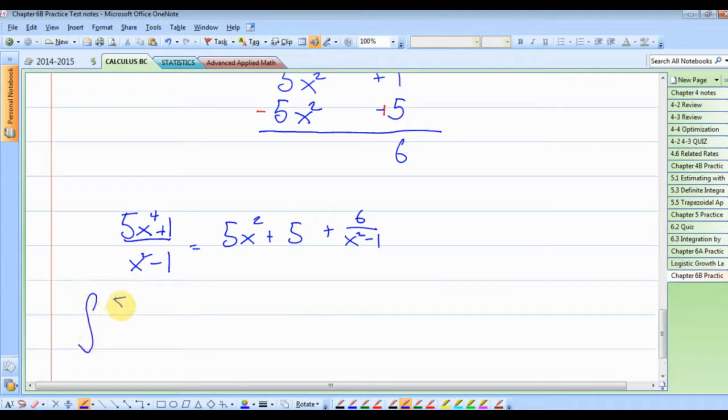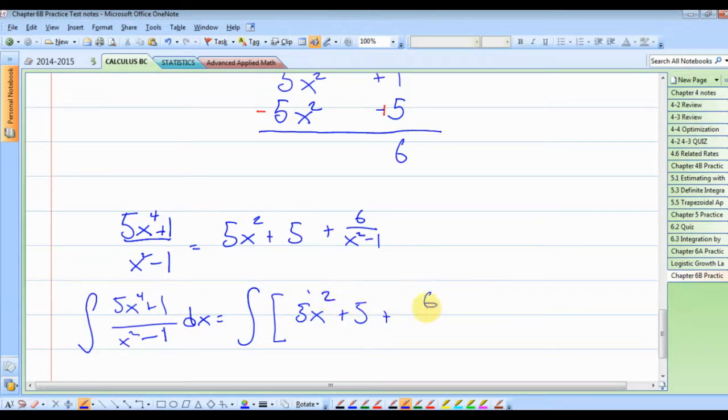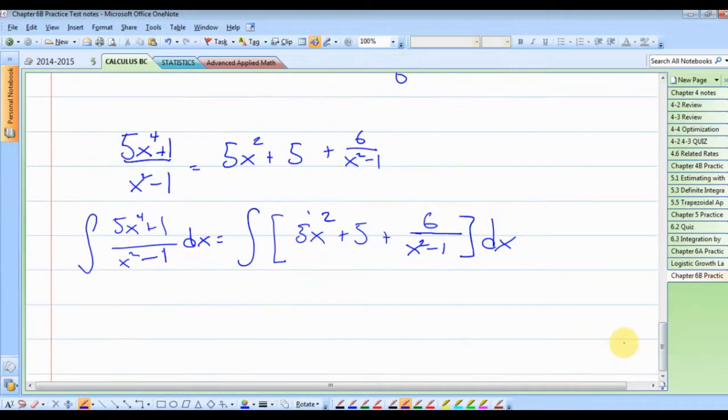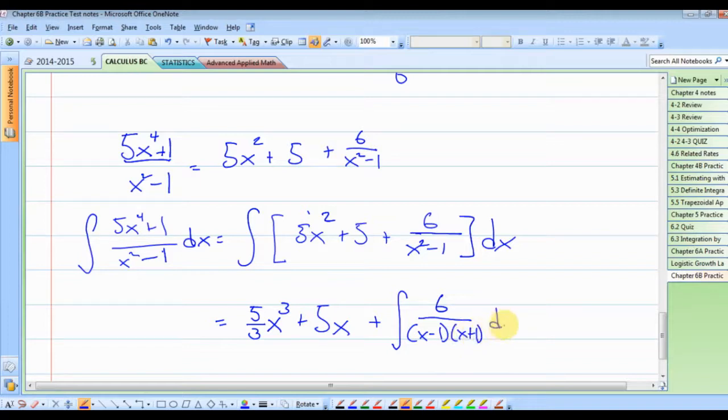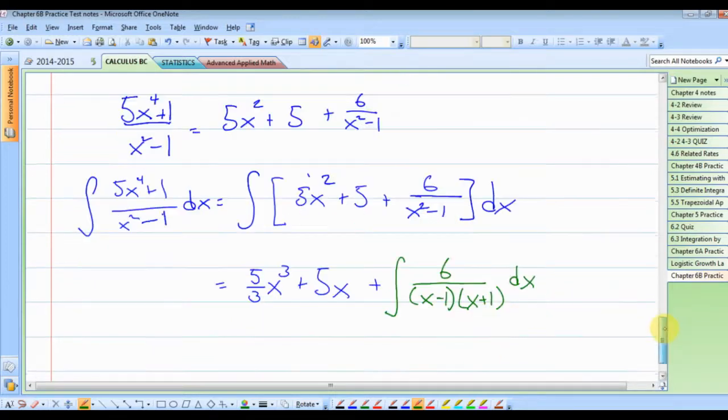Integral time. The integral of 5x to the 4th plus 1 over x squared minus 1 is equal to the integral of 5x squared plus 5 plus 6 over x squared minus 1 dx, which equals 5/3 x cubed plus 5x plus the antiderivative of 6 over x minus 1 times x plus 1 dx. We've created a side problem. Let's deal with that side problem.